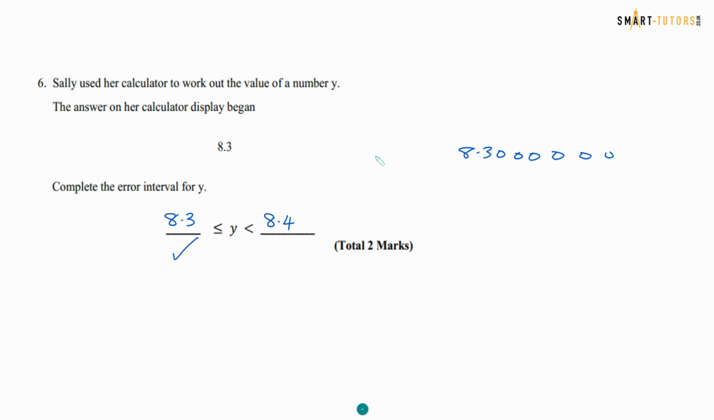The largest number is going to be 8.3999999. That could be the largest number, but there is no equal sign on the right hand side, so it has to be less than 8.4. So the answer is between 8.3 and 8.4.